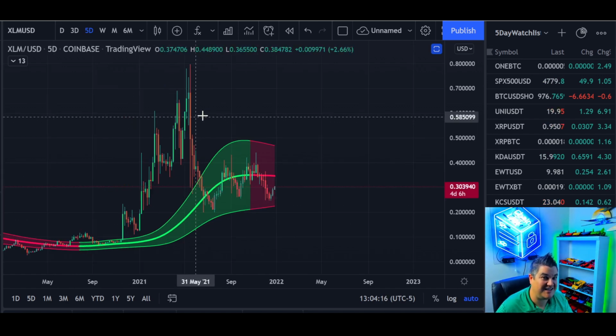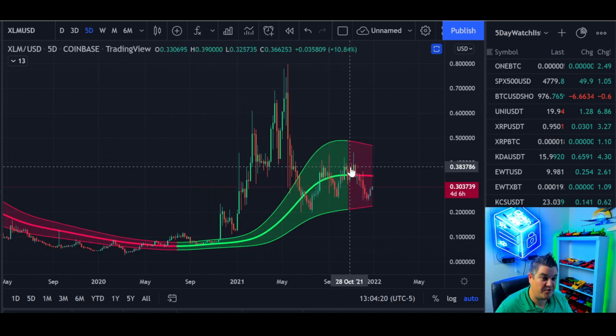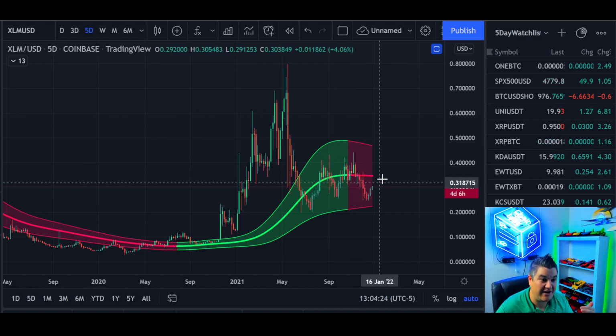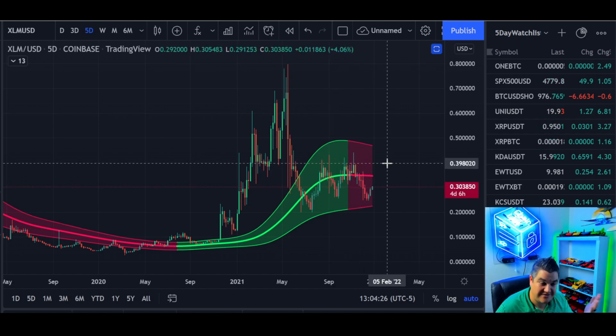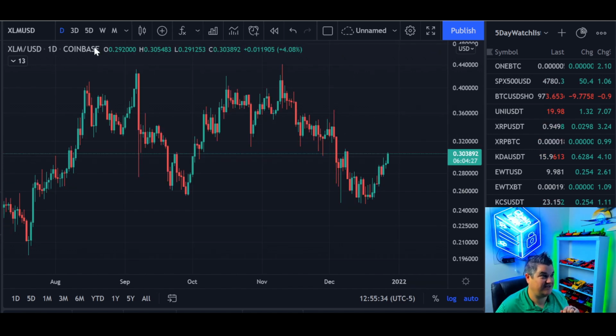So I'm not saying XLM is dead by any means. I'm just saying there are likely going to be better performers, based on return on your investment, than XLM in the immediate future, the next handful of weeks. All right, let's get to the better stuff.